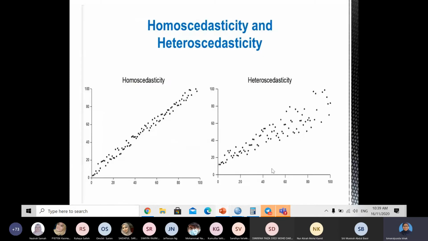About homoscedasticity, these are examples of homoscedasticity between y and x. But this is an example of heteroscedasticity. It's small here and then becomes larger. So make sure your data is like this.